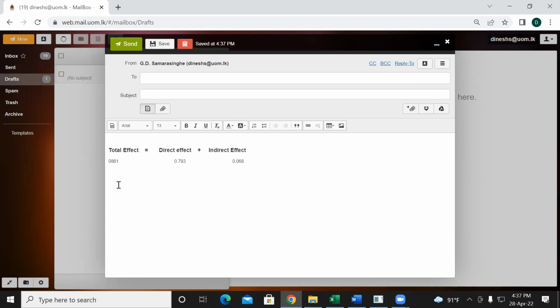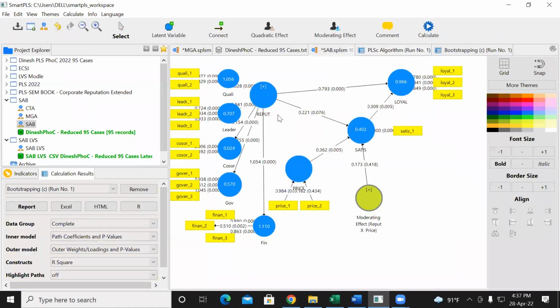Total effect is separately given in the reports. Indirect is also given separately. The difference is direct. Direct is given on the path coefficient in the PLS model. But if the indirect effect is 0, you can say no mediation. That is another way to interpret your report. But according to Baron and Kenny's approach, you can see these path significances also, right? Then this is the indirect path.